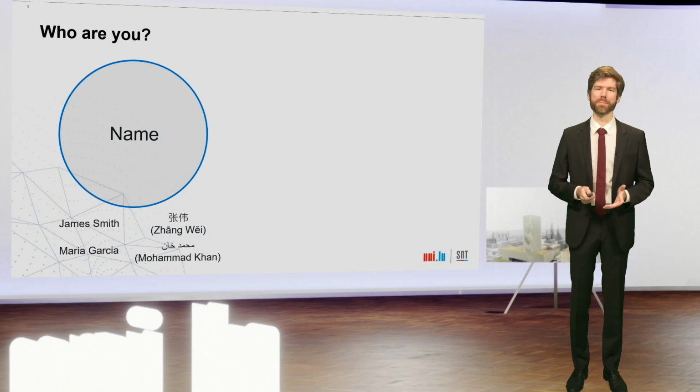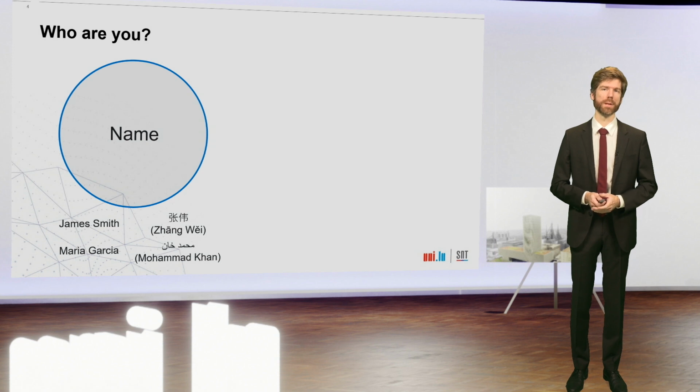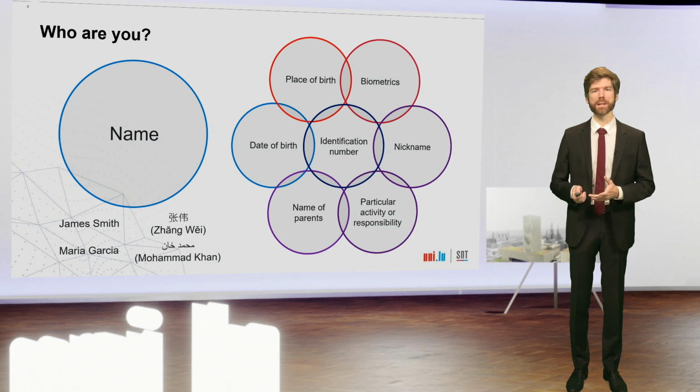However, your name is most likely not unique. What if your name is James Smith, Maria Garcia, Zhang Wei, or Mohammed Khan, for example? Your name alone would not be enough to distinguish you from others with the same name. So in many cases, we have to use more attributes in order to identify ourselves. Your place and date of birth are attributes that are typically used in administration-related processes. When combined with the name, these attributes have a higher chance of being a unique set of identity attributes that can unambiguously identify a person.